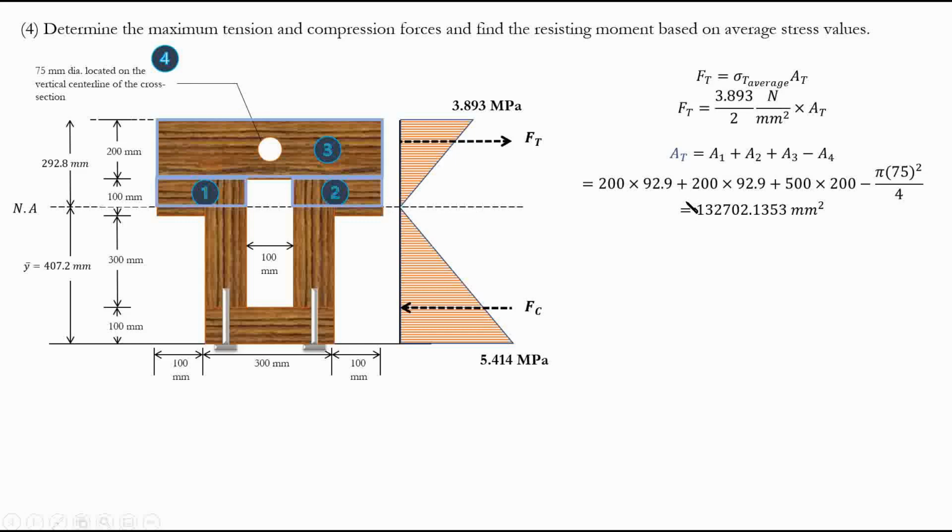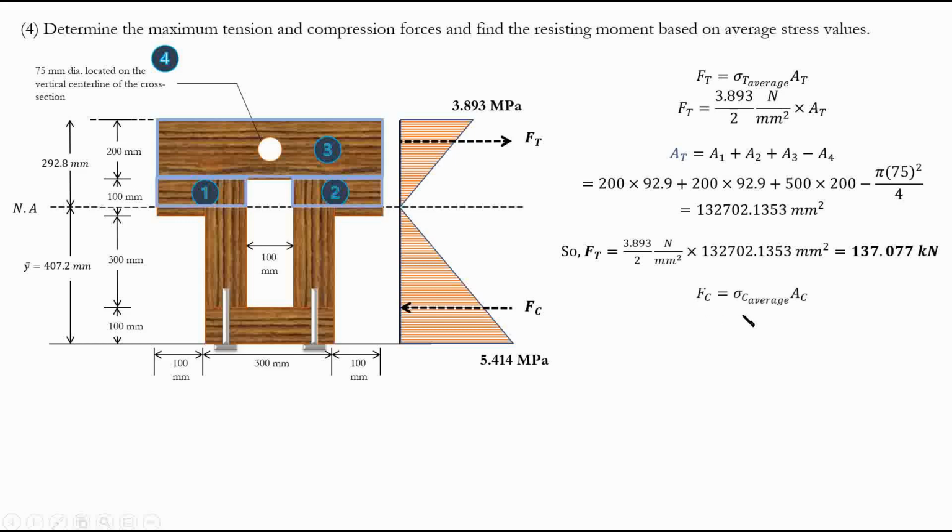Now you have this AT, you have this stress, and you can easily calculate your tension force. Remember, the area you found is in millimeters squared and the stress is in megapascal, or newton per millimeter squared, so the force you get is in newtons. The only thing I did was multiply at the end by 10 to the power of negative 3 to get it in kilonewtons. Simple as that. So this is our tension force.